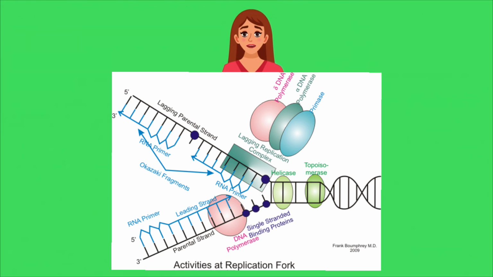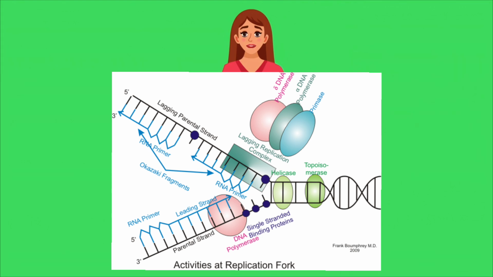Our fourth step is the elongation of the leading and the lagging strands. Replication proceeds continuously on the leading strand as the DNA polymerase moves in the same direction as the replication fork. On the lagging strand, however, the DNA is synthesized in short segments called Okazaki fragments. These fragments are later joined together via the enzyme ligase.